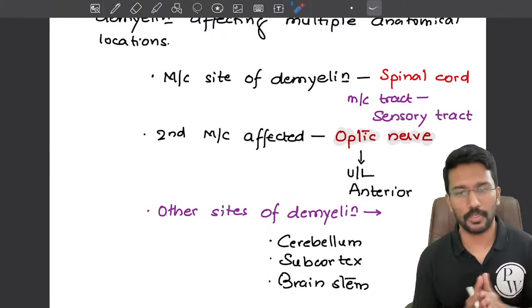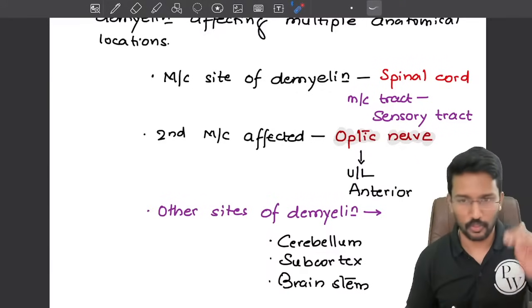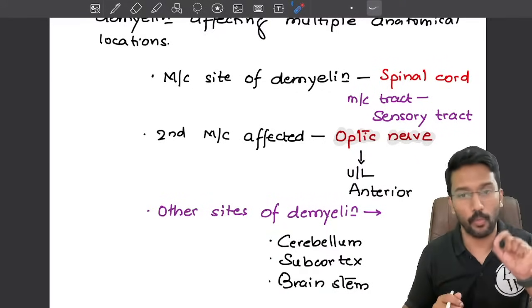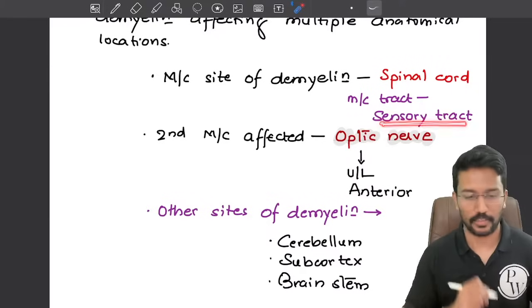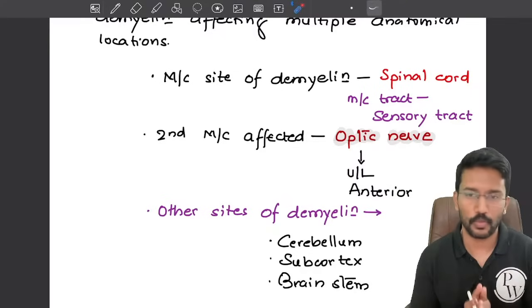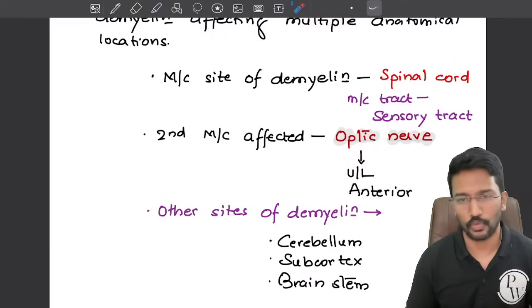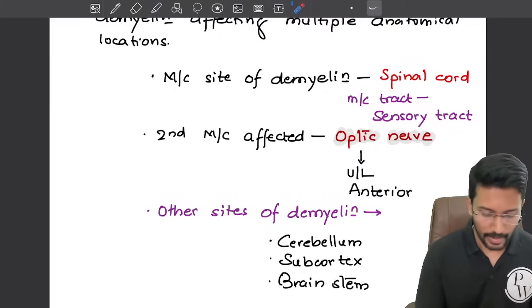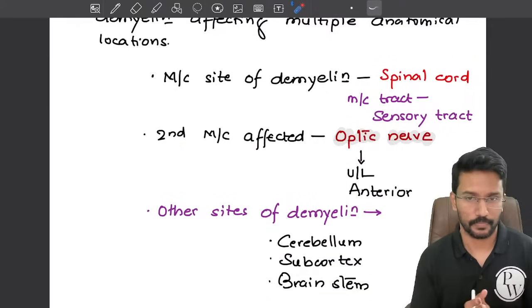So where demyelination can happen, particularly tracts where the axons are running, either it has to be ascending tracts or descending tracts, and the most commonly affected tract is going to be the sensory tract. So if they ask you what is the most common symptom of multiple sclerosis, you should say loss of sensations, because sensory tracts are the ones which are most commonly vulnerable. And the second most commonly affected site is optic nerve.